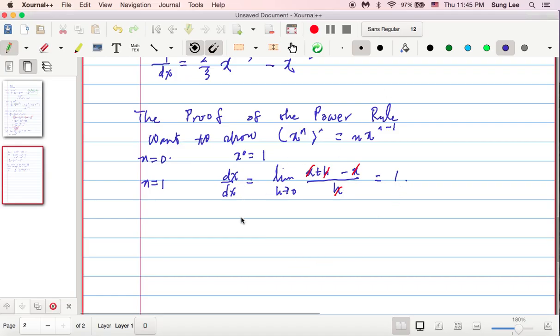Okay, so let's see if this follows the pattern. Here we have x to the power 1, so 1 comes down, x to the power 1 minus 1, which is x to the power 0 equals 1. Okay, so this follows the pattern here, right?